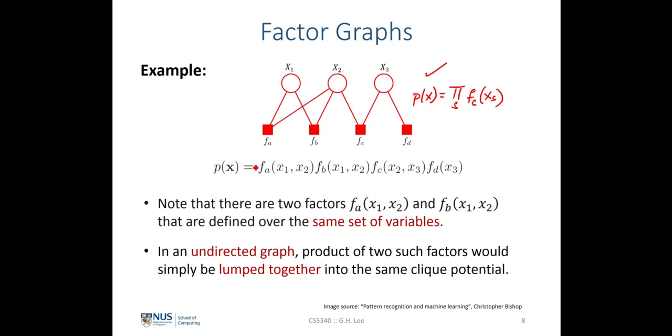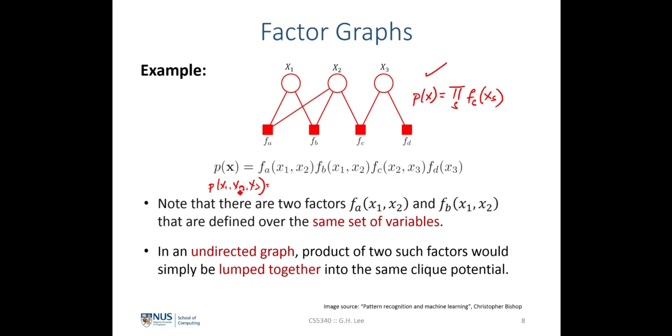And in this particular case, we can see that the joint probability distribution of x1, x2, and x3 is simply equal to the factor fA multiplied by fB multiplied by fC and multiplied by fD, where fA, fB, fC, and fD are functions of the respective random variables that are joined together by an edge from that random variable to the respective factor nodes in the factor graph.